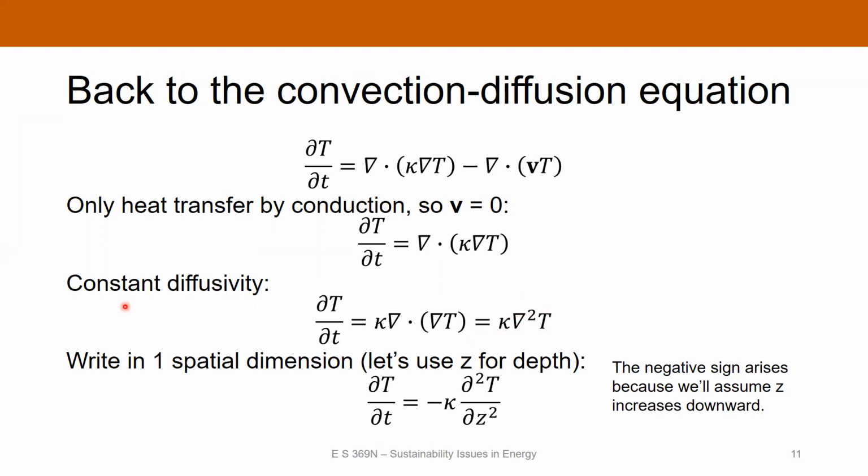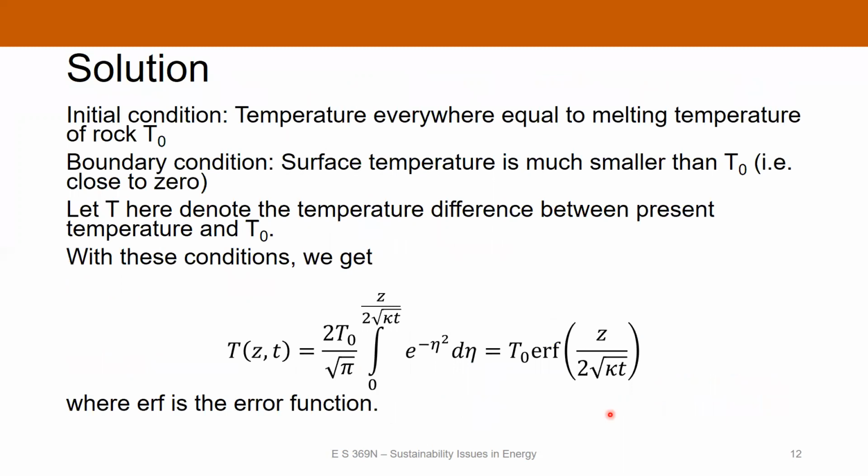And let's work in one spatial dimension, so we're just considering depth. We'll call that Z. So we can say d temperature by dt is just going to be minus diffusivity times the second derivative of temperature with respect to Z. I threw this negative sign in here because we're assuming that depth increases downwards, just to keep track of our sign convention. All right, so the initial condition, we'll say everywhere initially the temperature was equal to the melting temperature of rock. We'll call that T0.